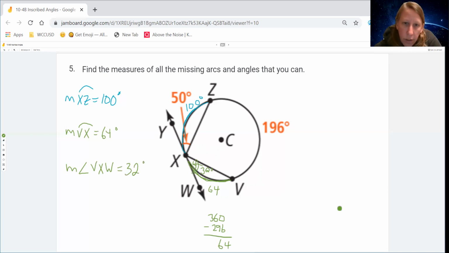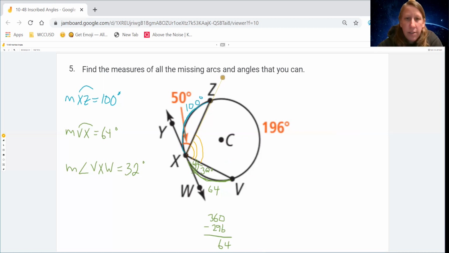What else do you think we can find? Oh, what about the big one in the middle? There's two ways to find this. Do you know both ways? Let's use yellow. There's two ways to find that angle. Okay. Well, it's kind of interesting to think about which way you would do it.